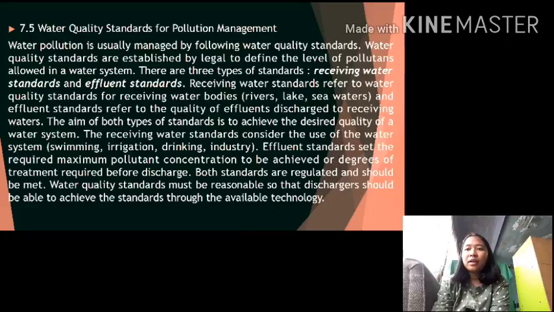The aim of both types of standards is to achieve the desired quality of a water system. The receiving water standard considers the use of the water system: swimming, irrigation, drinking, industry. Effluent standards set the required maximum pollutant concentration to be achieved, or degrees of treatment required before discharge. Both standards are regulated and should be met. Water quality standards must be reasonable so that dischargers should be able to achieve the standard through the available technology.